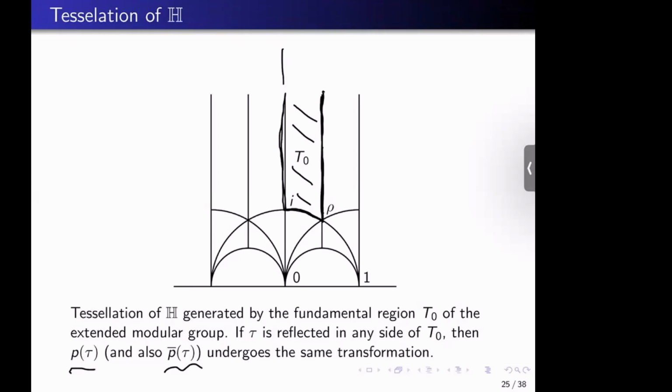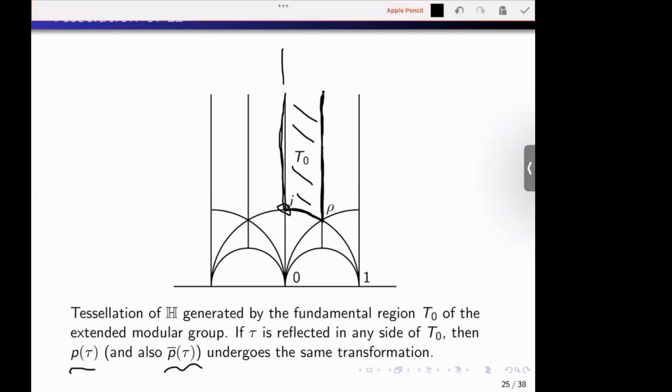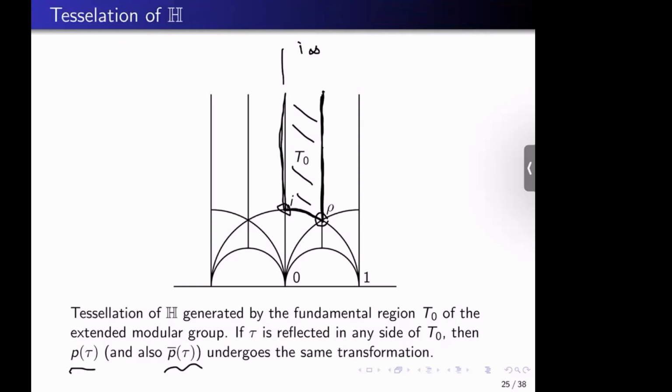So let me summarize. My P function, or the complex conjugate of the P function, fixes these 3 points here, i, rho, and i infinity. And it undergoes exactly the same transformations that the argument undergoes if I start reflecting in the sides of my T naught. Right? So how can this possibly be? Is there some kind of a natural function that has this transformation behavior? And the answer is yes. And let me try to convince you of this.